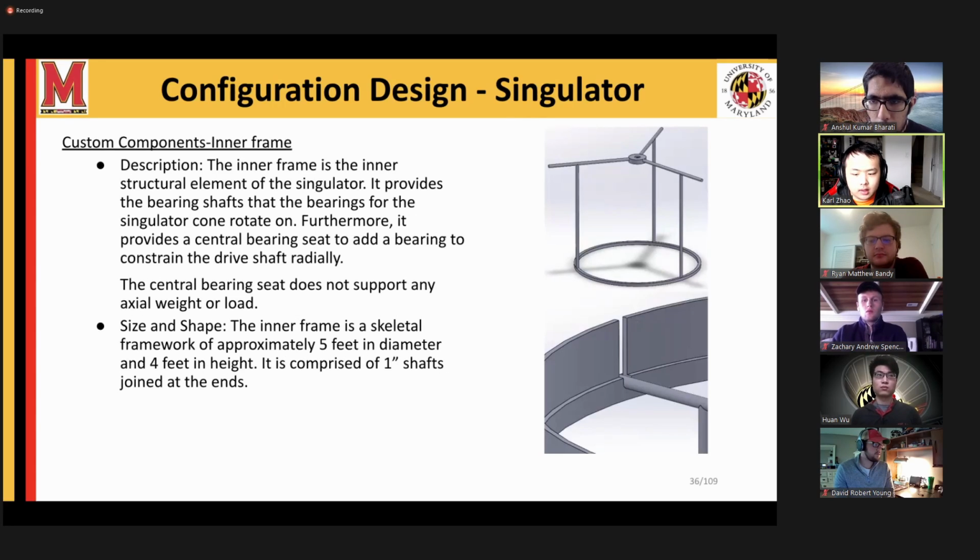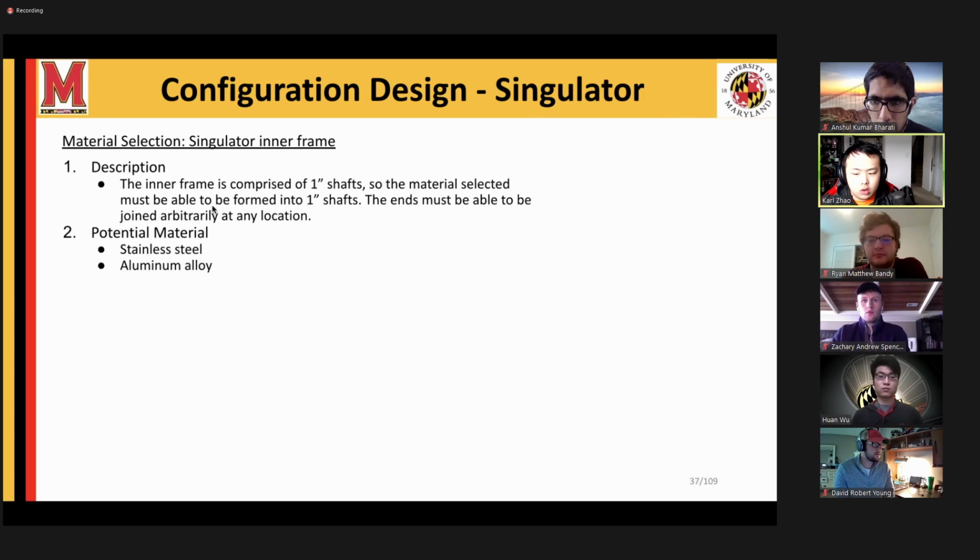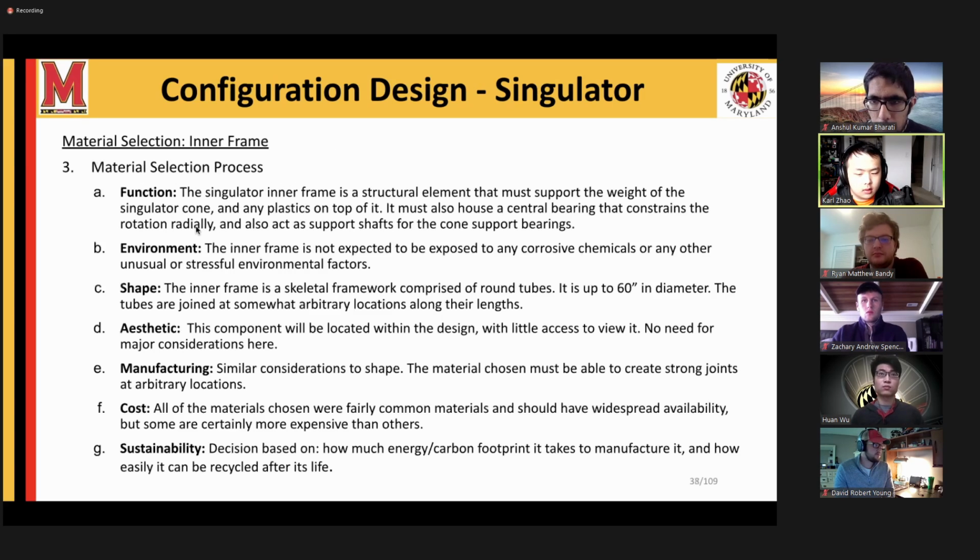Our last custom design component for the singulator is the inner frame. This acts as another support structure for the singulator and also provides shafts for the bearings to rest in. There's also a central bearing to constrain the drive shaft radially. We only had 2 potential materials for this as it had to be formed out of metal tubing. These materials were stainless steel and aluminum alloy. This was our material selection process.